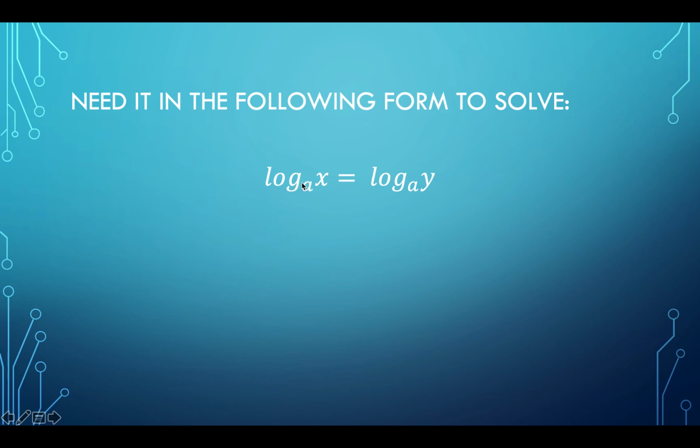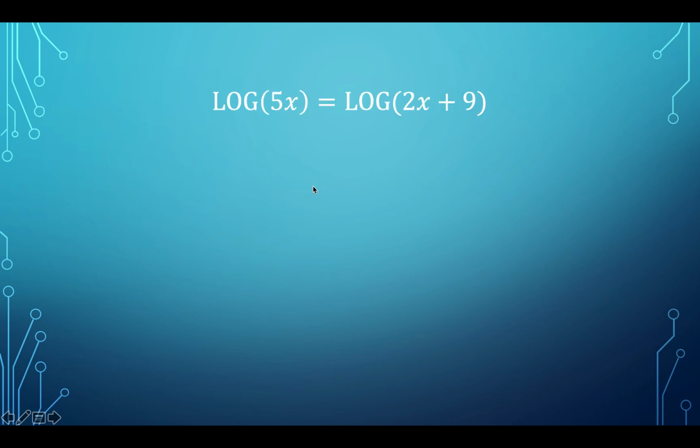So I couldn't just have log x over here and then log base a of y over here. They're not the same, so you can't combine them. So they both have to have the same what? They both have to have the same base. So let's practice. We have log 5x is equal to log of 2x plus 9. They're both same base, right? Because there's nothing written right here as a subscript for log, so we know we can solve for x.